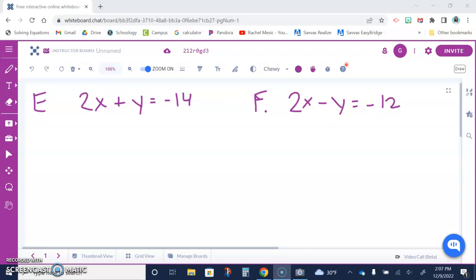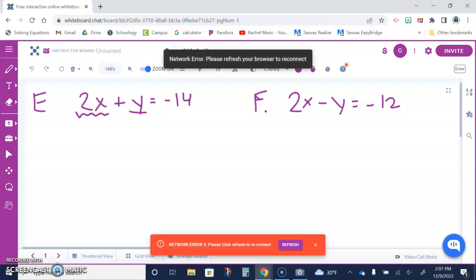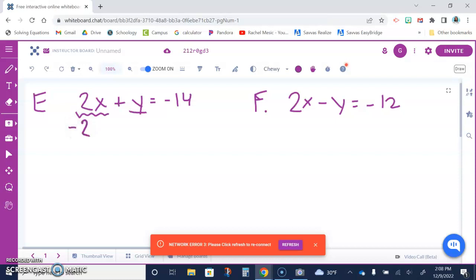Here are a few more examples of how we convert standard form to slope-intercept form. All right, so our goal is to get the y by itself. So we have to get rid of the x's. Since this is a positive 2x, it's being added. The inverse or opposite of addition is subtraction, so we're going to subtract 2x. And we have to do that to both sides to keep it balanced.